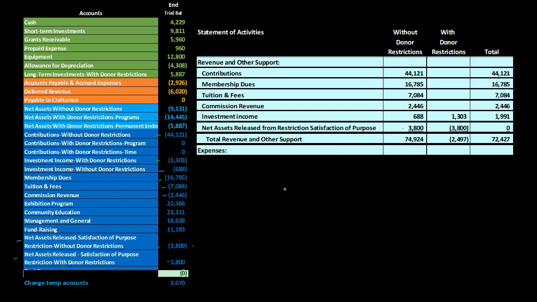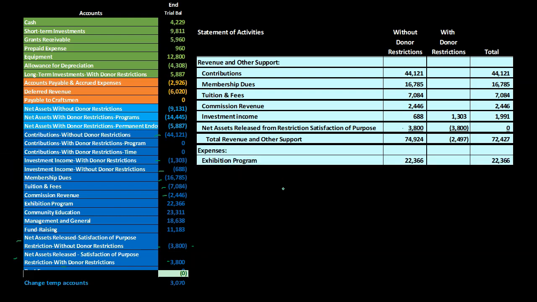Now we're going to pull out the expenses. So we have the expenses then. We have the exhibition expenses. Notice these expenses are by function, what they're used for, rather than by nature. We're not breaking them out by telephone and whatnot, and utilities and whatnot. We then allocated them by function. This will make it easier for the readers of the financial statements to read.